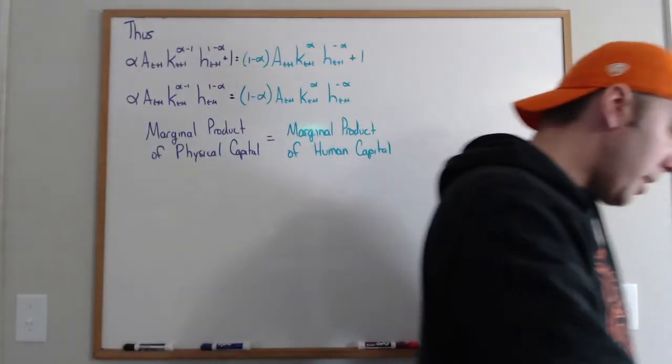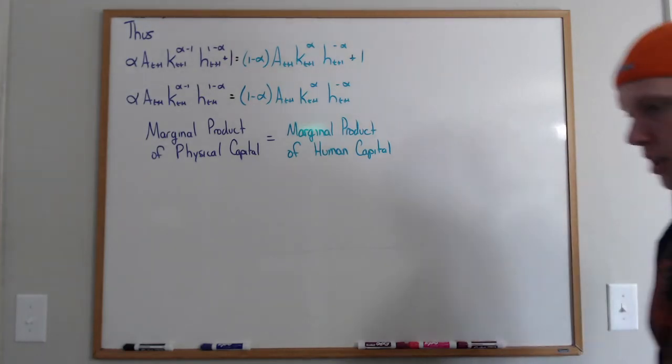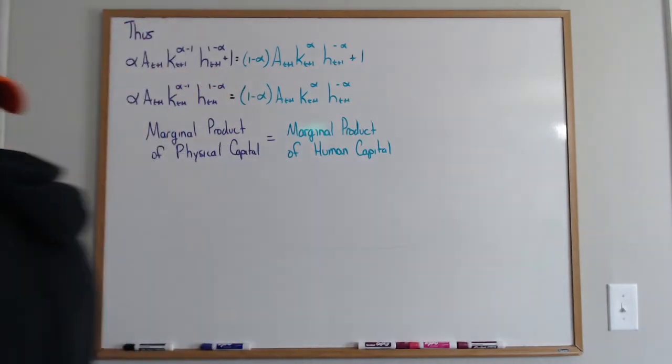So in equilibrium, the amount of output that I gain by adding 1 more unit of physical capital is equal to the amount of output that I gain by adding 1 more unit of human capital.